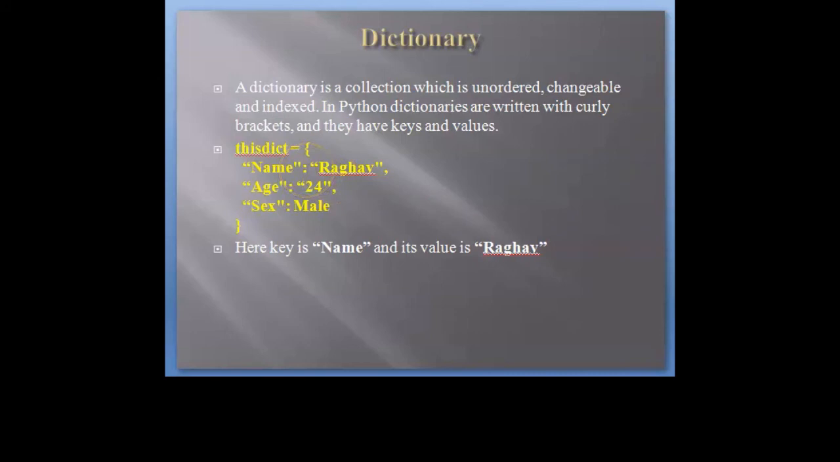In a dictionary there are keys and their values. A key and value are separated by a colon, and each key-value pair is separated from another by a comma. So here name is the key and its value is Raghav. Another key is age and its value is 24. Another key is sex and its value is male. So this is the format of a dictionary. How is a dictionary written? It is written with keys and values.